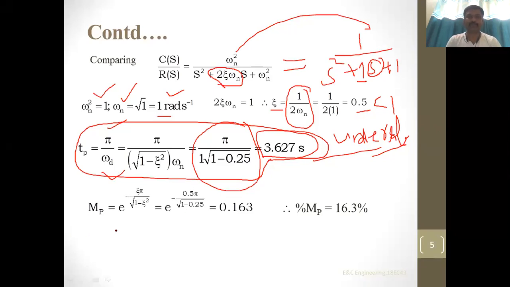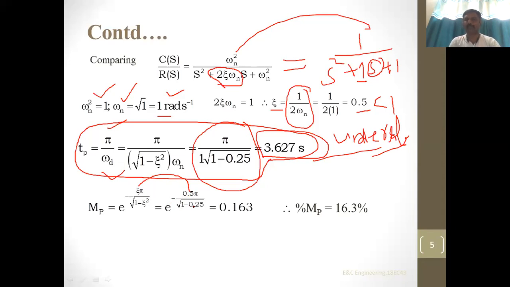Now guys, next if I proceed with maximum overshoot Mp, how do we determine the value of Mp, maximum overshoot? e to the power of minus xi pi divided by root of 1 minus xi square. Now what is the value of xi? Xi is 0.5, that is e to the power of minus 0.5 pi divided by root of 1 minus 0.25. Please take your calculator and cross check.